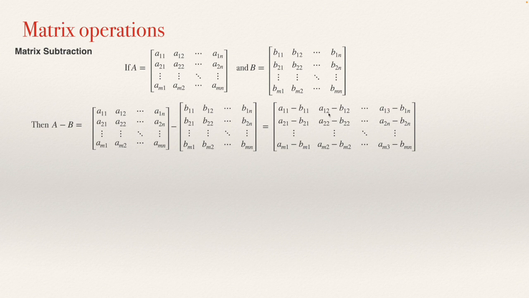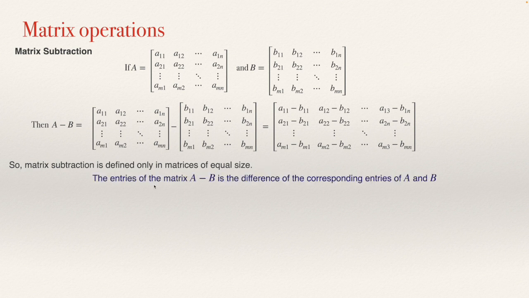So the entries in matrix A minus B will be the entries of matrix A minus the corresponding entry of matrix B. And again, the answer will be a matrix of the same size. So matrix subtraction, as addition, is defined only in matrices of equal size. And the entries of the matrix A minus B is the difference of the corresponding entries of A and B. For example, if we have these two matrices, the same matrices that we had before, A and this is B, they have the same size.